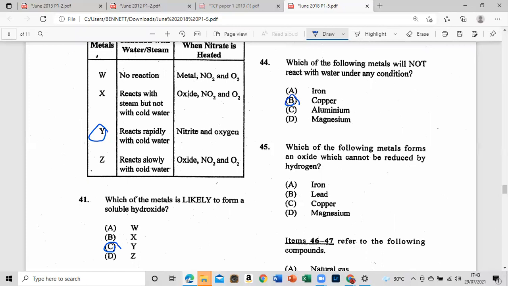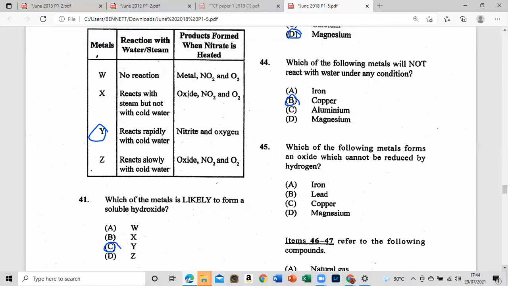45. Which of the following metals forms an oxide which cannot be reduced by hydrogen? And that's magnesium. We did this one earlier. It's repeat mode, guys, repeat mode.